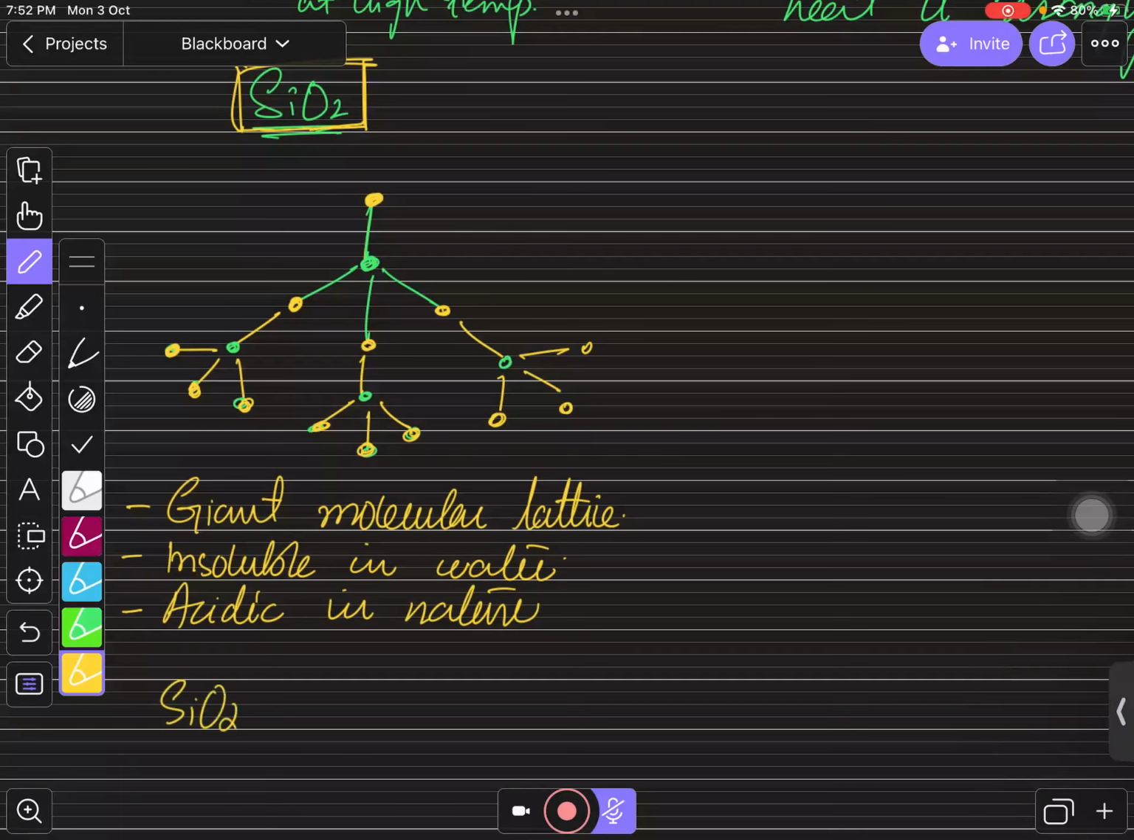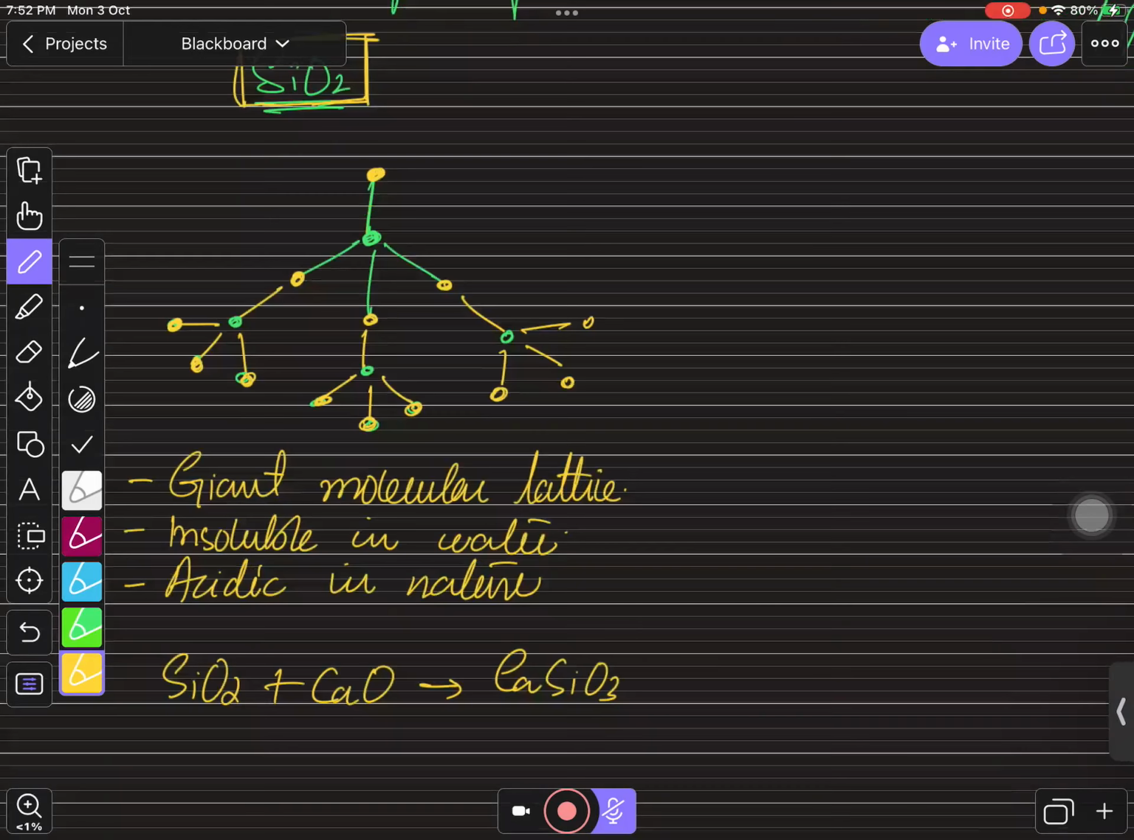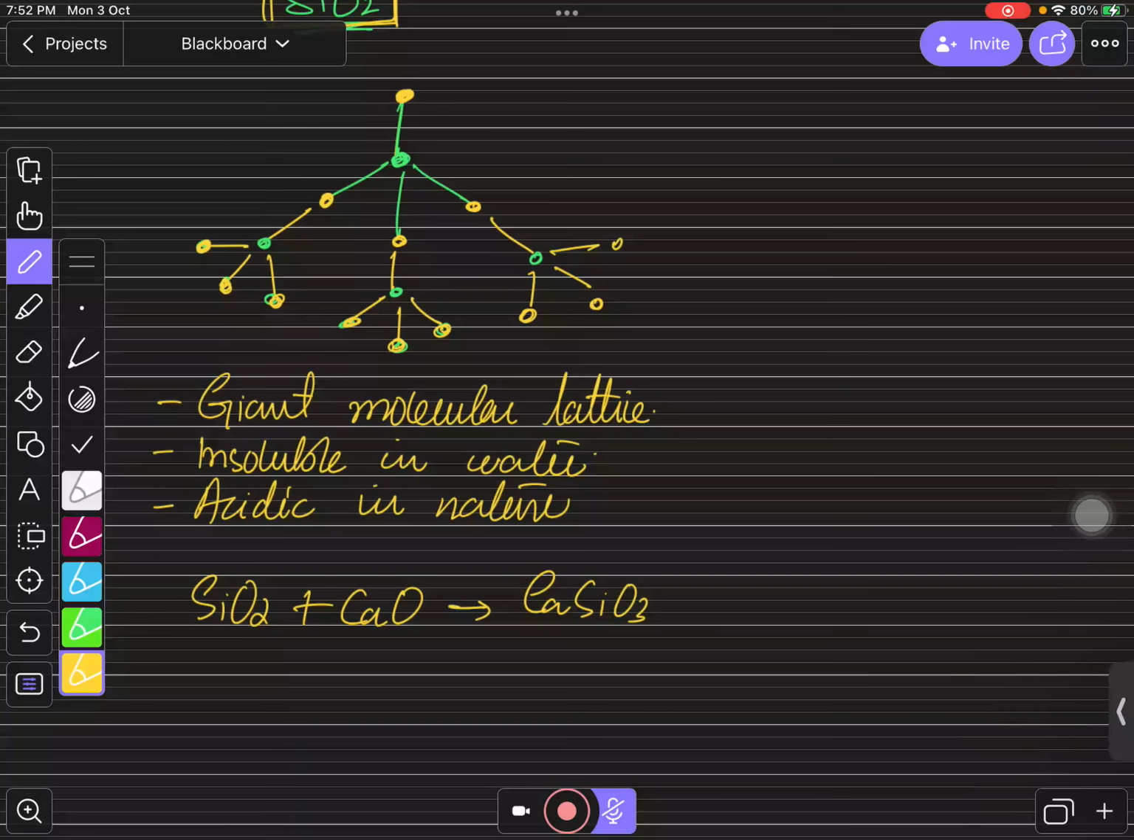So silicon dioxide can react with calcium oxide to form calcium silicate, which is known as slag, right? So you need to remember this as well. And then if you talk about the reaction with alkalis, you can even react it with simple alkali or aqueous alkali as well. Silicon dioxide is acidic in nature, so you can use aqueous sodium hydroxide to react. When it reacts with this, it will give you salt and water, right?